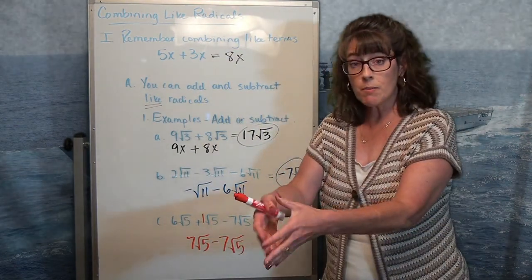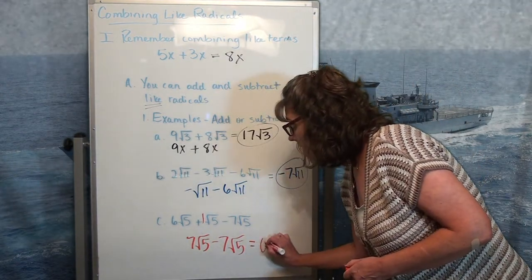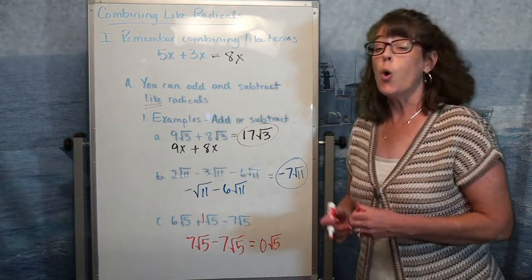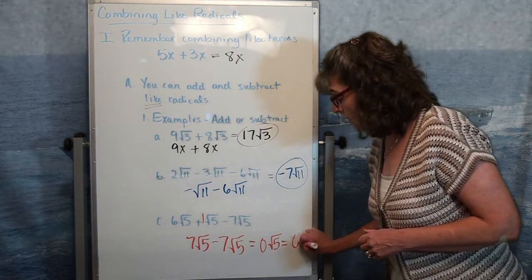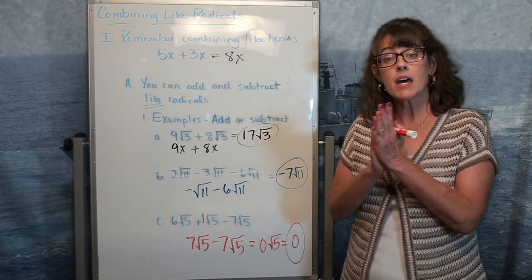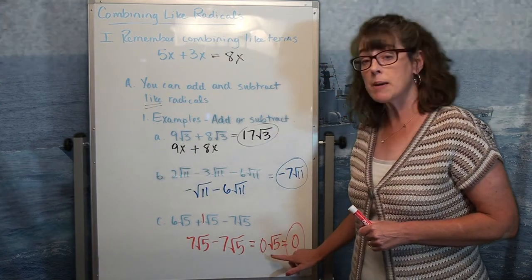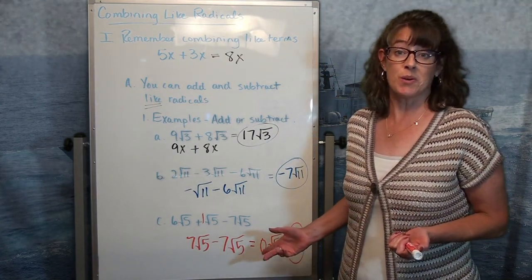So if I had 7 of them and I just took all 7 of them out, how many do I have? I have none of those square roots of 5. Or you can look at it and say, I really just don't have anything at all. Because yet again, these are sitting beside each other. Sitting beside indicates multiplication. 0 times anything at all is going to be a 0.